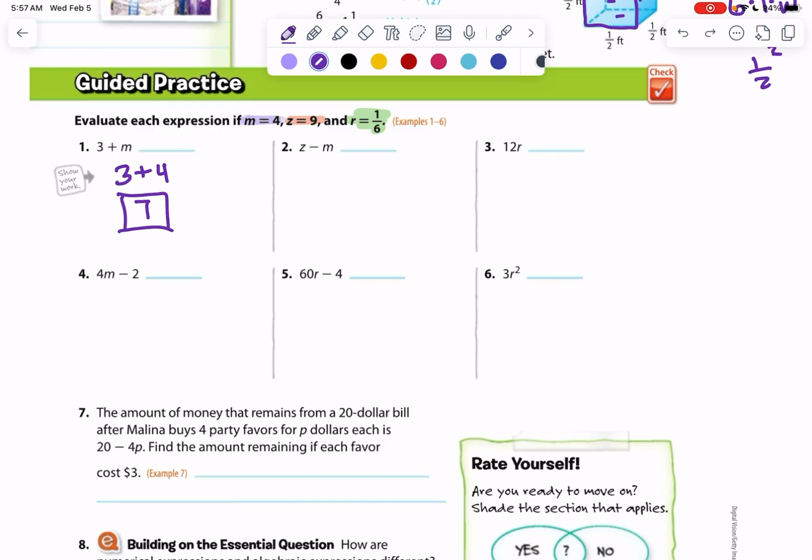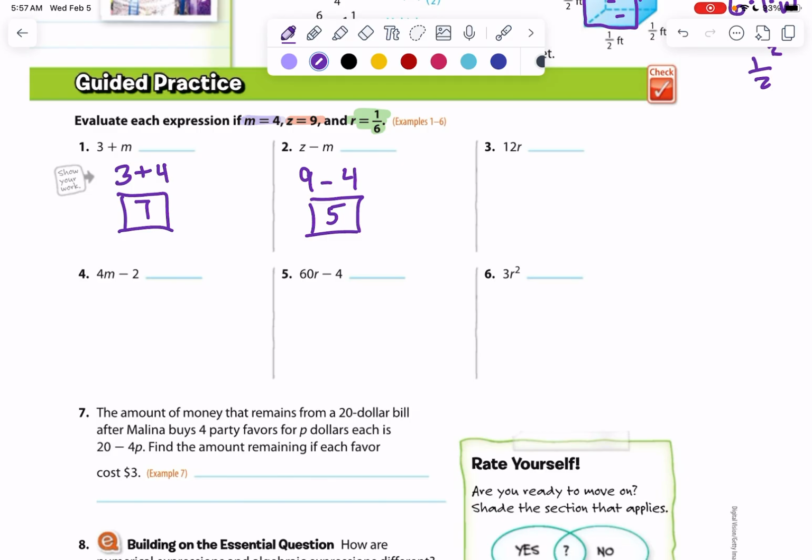Here we have whatever z is minus m. Oh, 2 variables. That's exciting. Remember our definition of an expression has to have a variable and an operation. It didn't say it had to have a number. Cool. Z is 9 minus M is 4. 9 minus 4, that's 5. I'm going to box it.